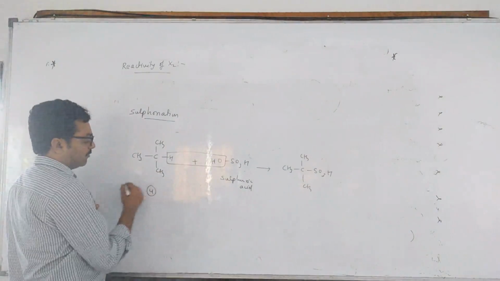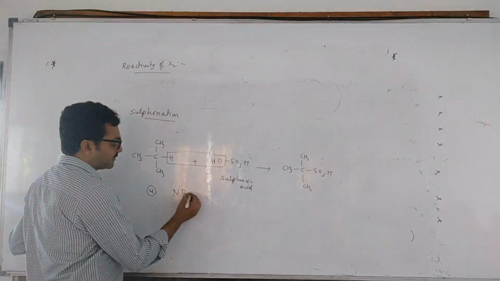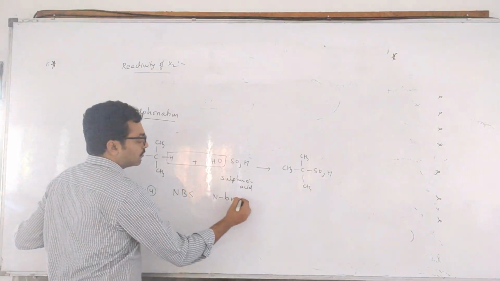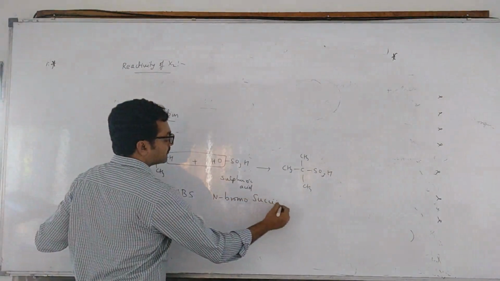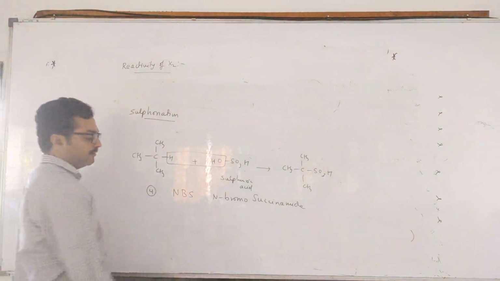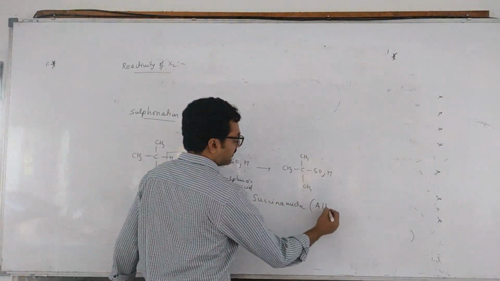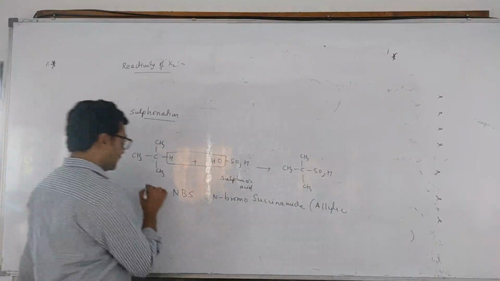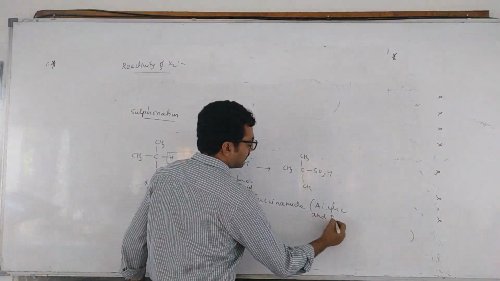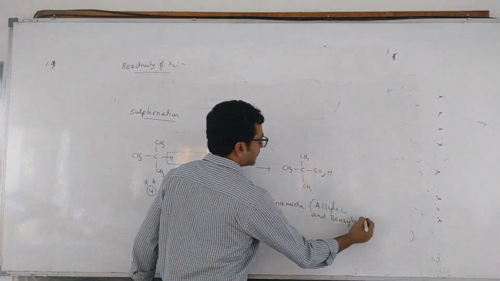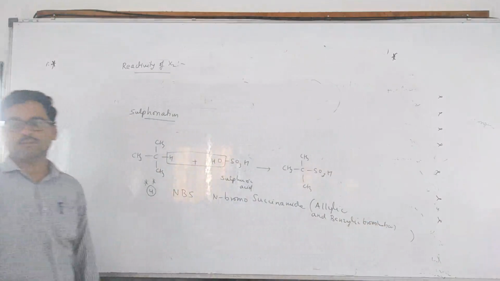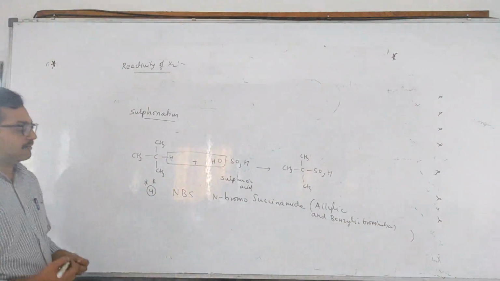Next, fourth example, very important, NBS. What is NBS? N-bromosuccinamide is a very good reagent for allylic and benzylic bromination. This is very important. Allylic and benzylic bromination will take place by free radical reaction.